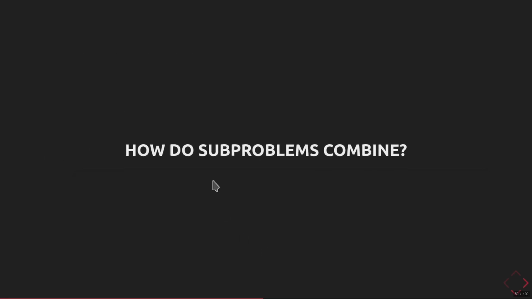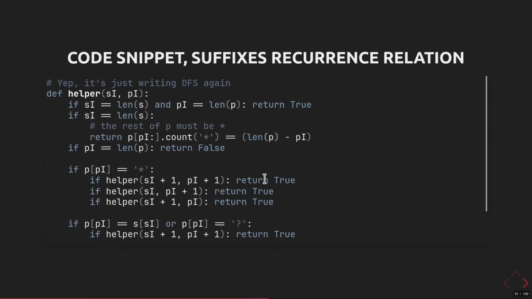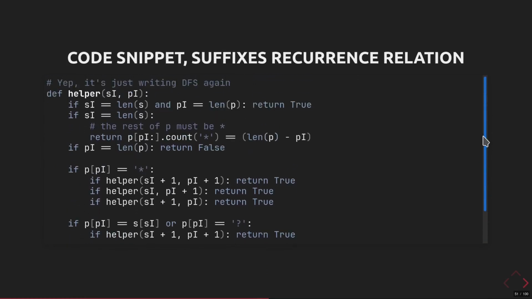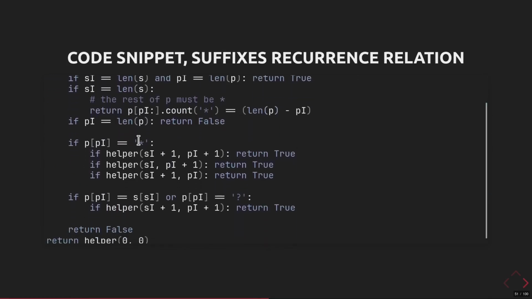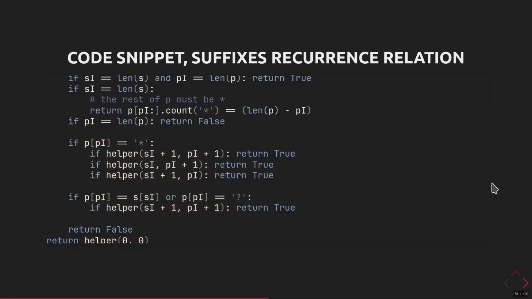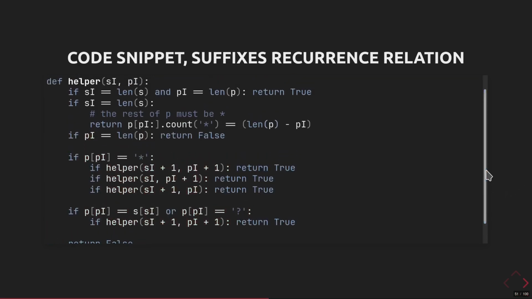Now let's get to the fun part. How do you combine these subproblems? Here's how I decided to combine them. You might find a different recurrence relation, and that's great. I actually like spelling things out pretty explicitly. I feel like this one is well reasoned. You could probably write this with fewer if statements and shorter code, but the time complexity for a lot of solutions I've seen is basically S times P.